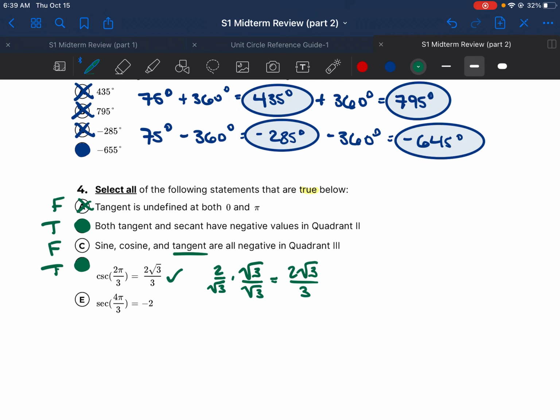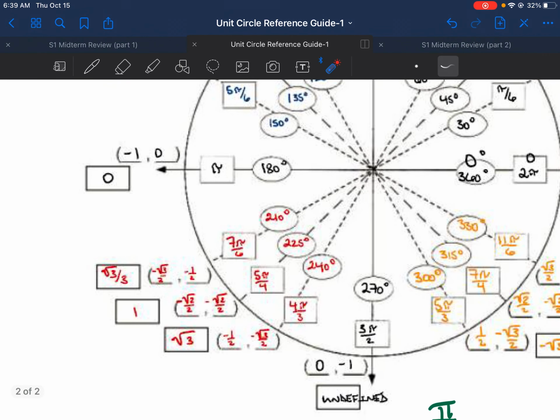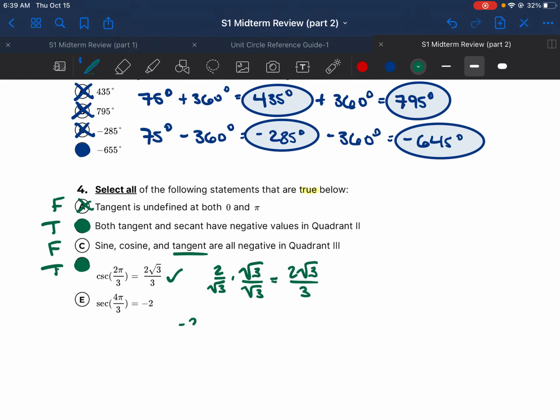And the last answer choice we want to look at is secant of 4 pi over 3 equals negative 2. We know secant is the reciprocal of cosine, so let's go find the cosine of 4 pi over 3. Well, 4 pi over 3, right here. The cosine value is negative 1/2, so we want to take the reciprocal of negative 1/2, which is negative 2 over 1. Well, negative 2 over 1, that's just negative 2. That checks out. This is also a true statement.